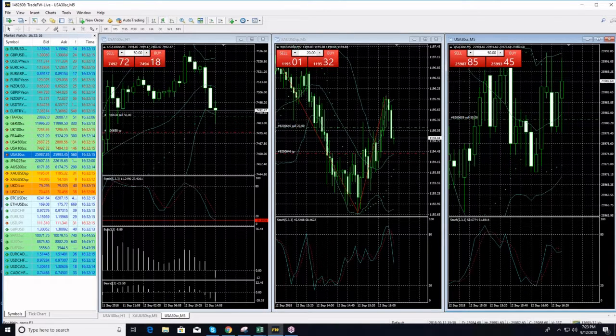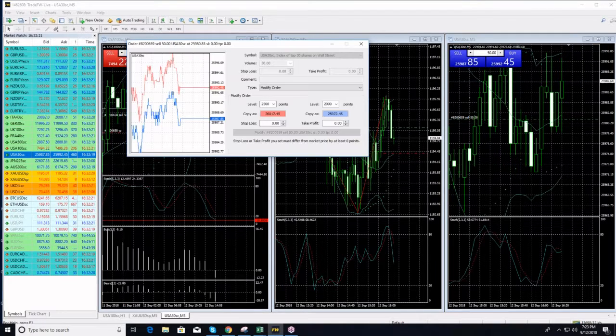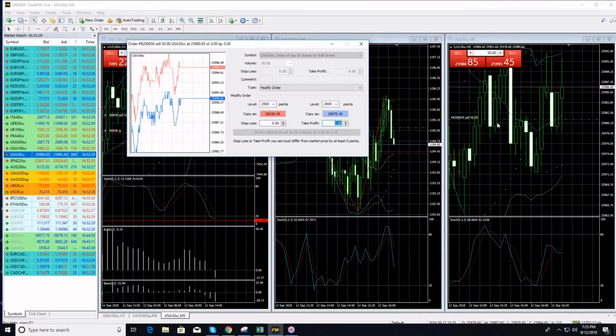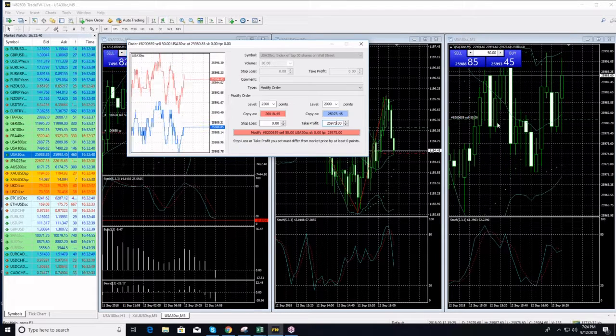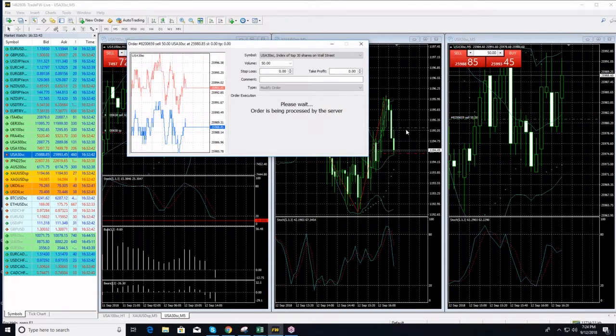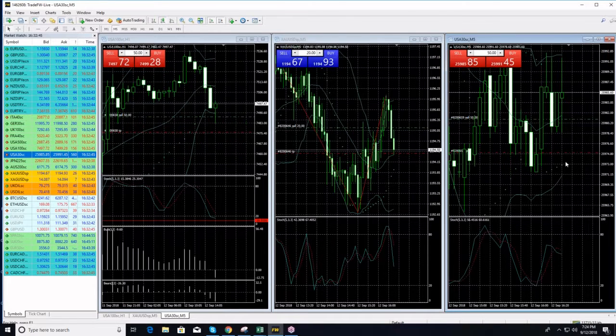I don't like the development. On USA 30, I will put a take profit also here at 25,975. This is my take profit for this position. So my gold position is very close to hit take profit. I'm making right now $800 on my gold position.